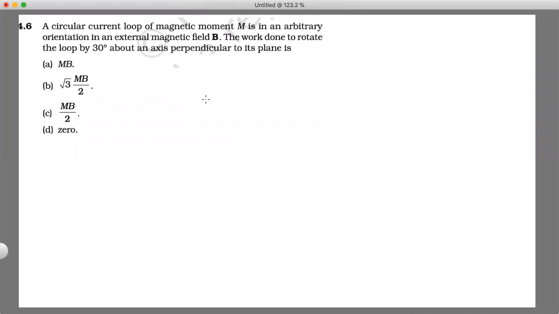A uniform current loop of magnetic moment M is in an arbitrary orientation in an external magnetic field B. The work done to rotate the loop by 30 degrees about an axis perpendicular to its plane.